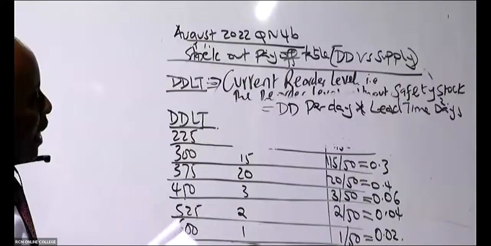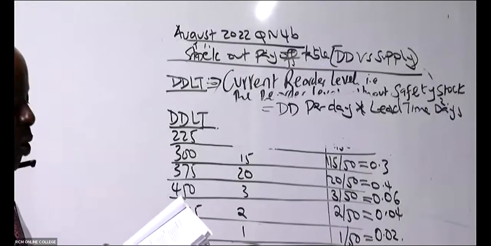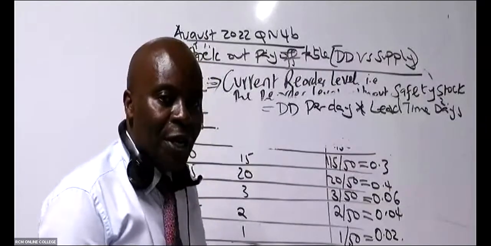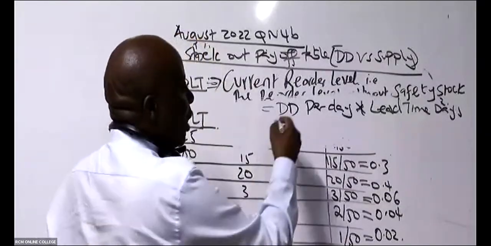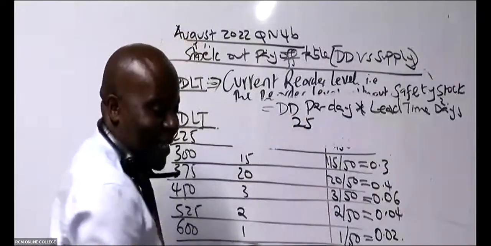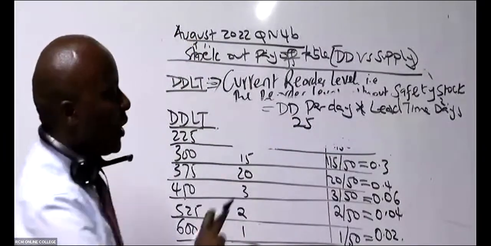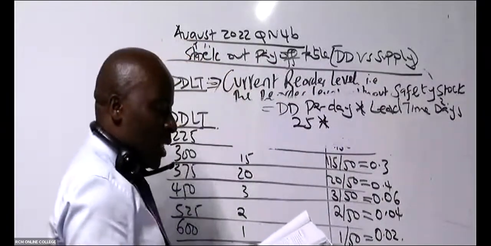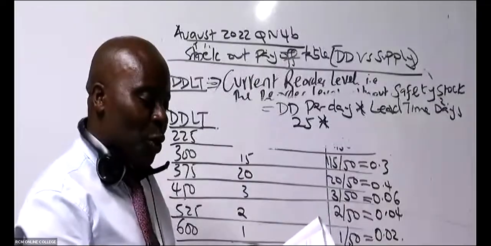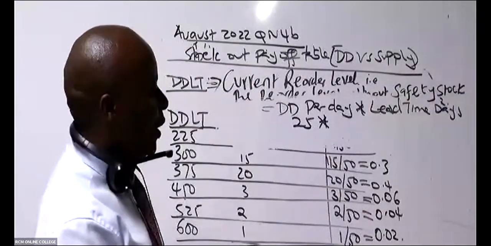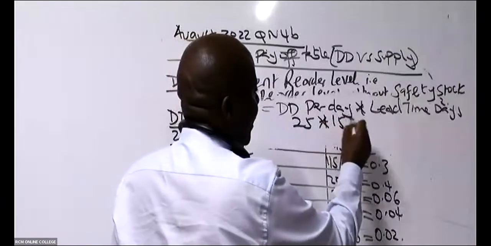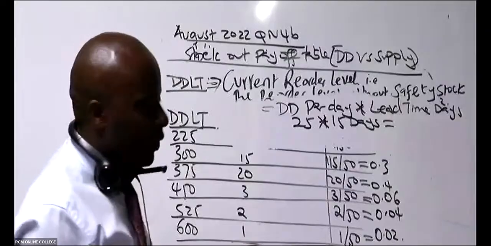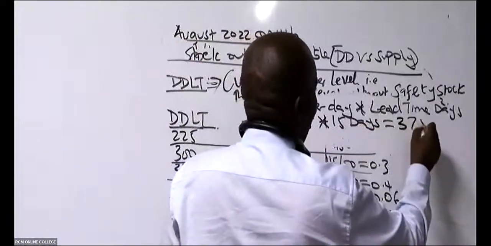So the demand per day in this question, I can see on this note before additional information that the average daily usage is 25 bags. Please, DD stands for demand. So this is 25 every day times lead time days, which, on the same note before the additional information paragraph, we can see the lead time is 15 days. So then this will end up giving us 375.